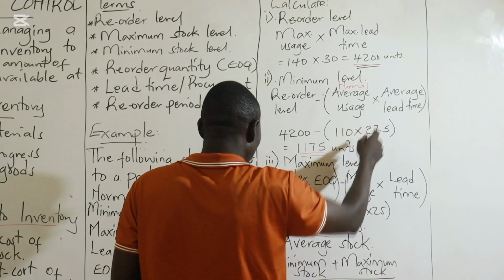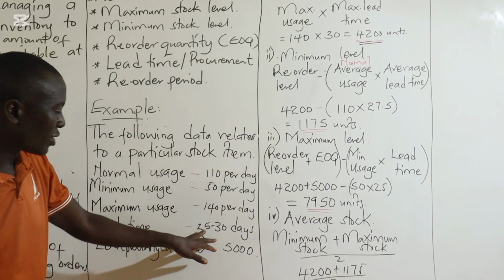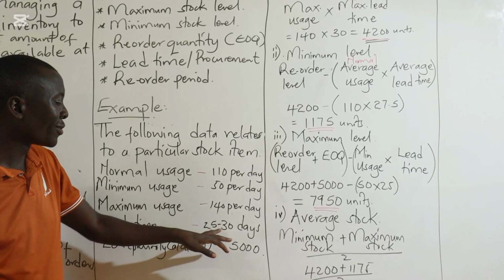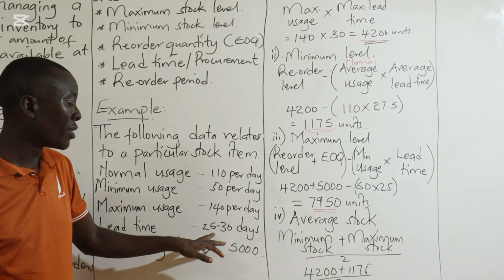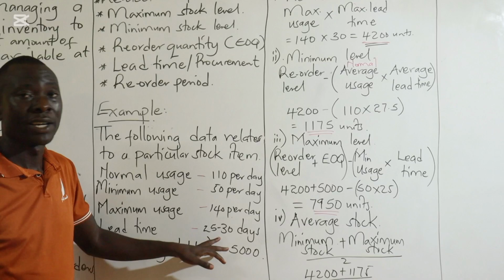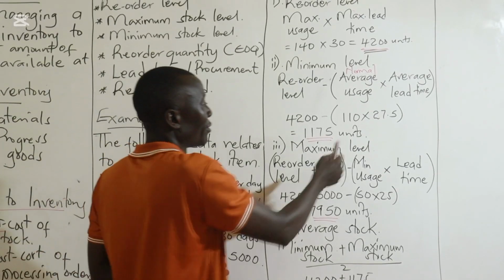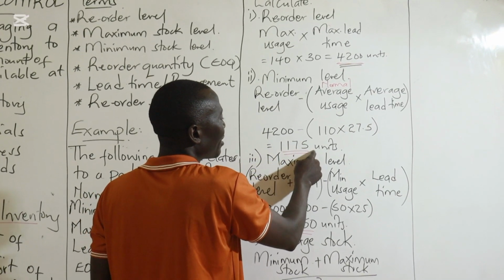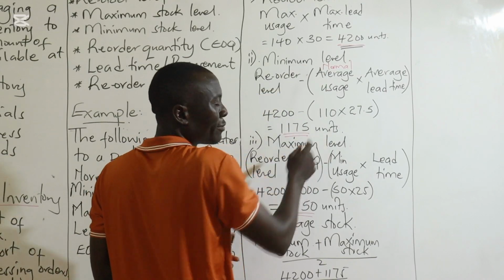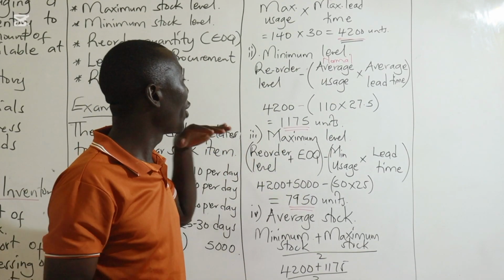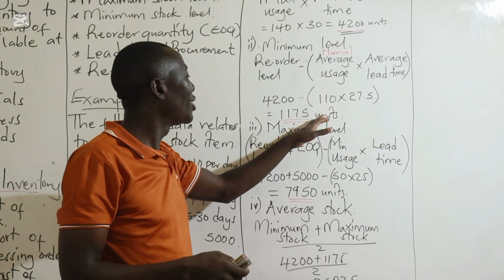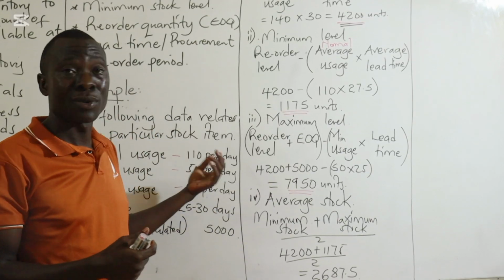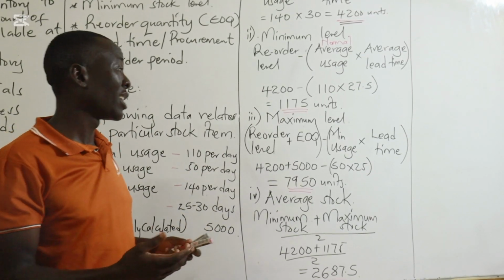The average lead time is the average of 25 and 30, because we say the lead time is 25 to 30, and therefore this will give us 25 plus 30 divided by 2, which is 27.5, which we have used here, and therefore when we subtract, we get 1,175. So this is the minimum level of units, and therefore when we store below 1,175, we are risking stock outs. That is, we run out of stock at any particular production level.